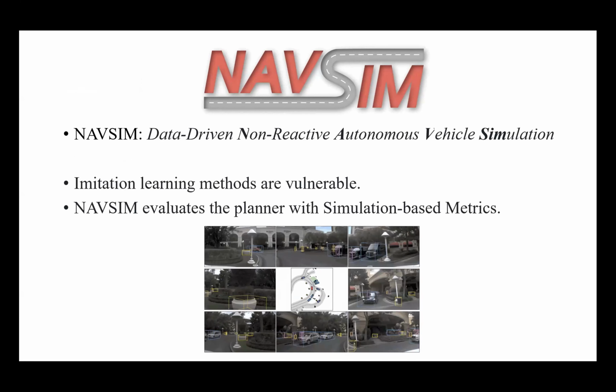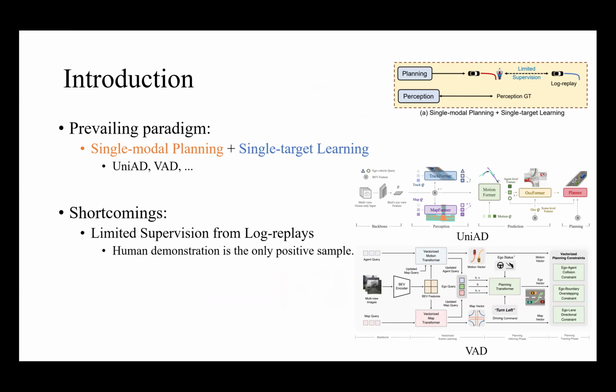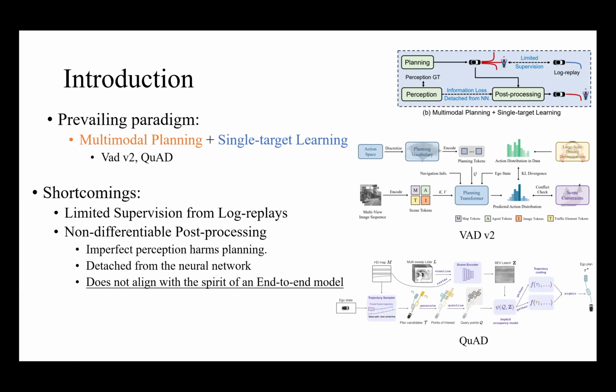Before Hydra-MDP, we conclude two prevailing paradigms. The first paradigm is called single-model planning and single-target learning. Basically, the model regresses a single trajectory, and we use the log replay trajectory as the only positive sample to supervise the model's prediction. The major problem is that the model receives very limited supervision from log replays because there is only one single positive sample. The second paradigm is called multi-model planning plus single-target learning. Basically, the model predicts multiple trajectories instead of one, which is also supervised by the single log replay trajectory. So it also faces the same problem as the previous paradigm.